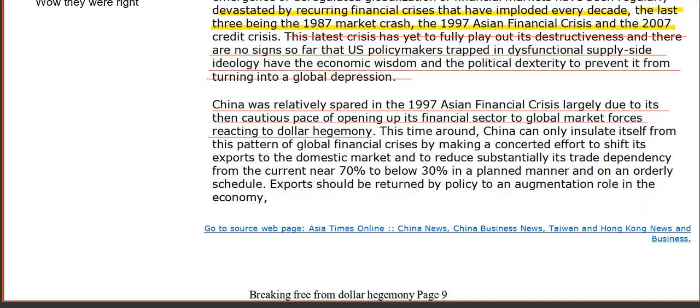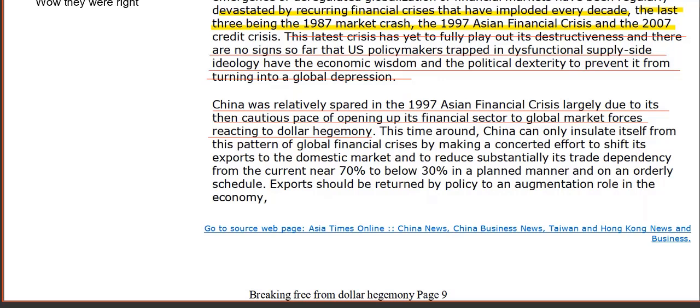This time around, China can only insulate itself from the pattern of global financial crisis by making a concerted effort to shift its exports to the domestic market and reduce substantially its trade dependency from the current near 70% to below 30%. In other words, get off this export track. In other words, stop being the factory of the world and actually take the lead that Britain and the United States did in their time.